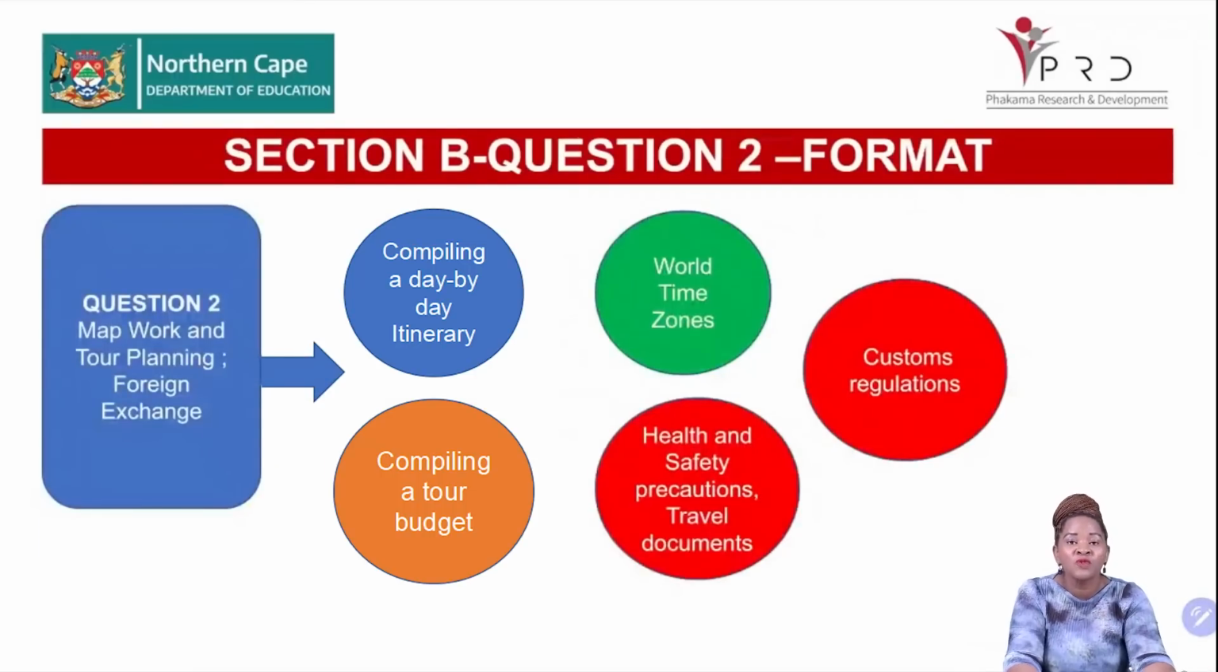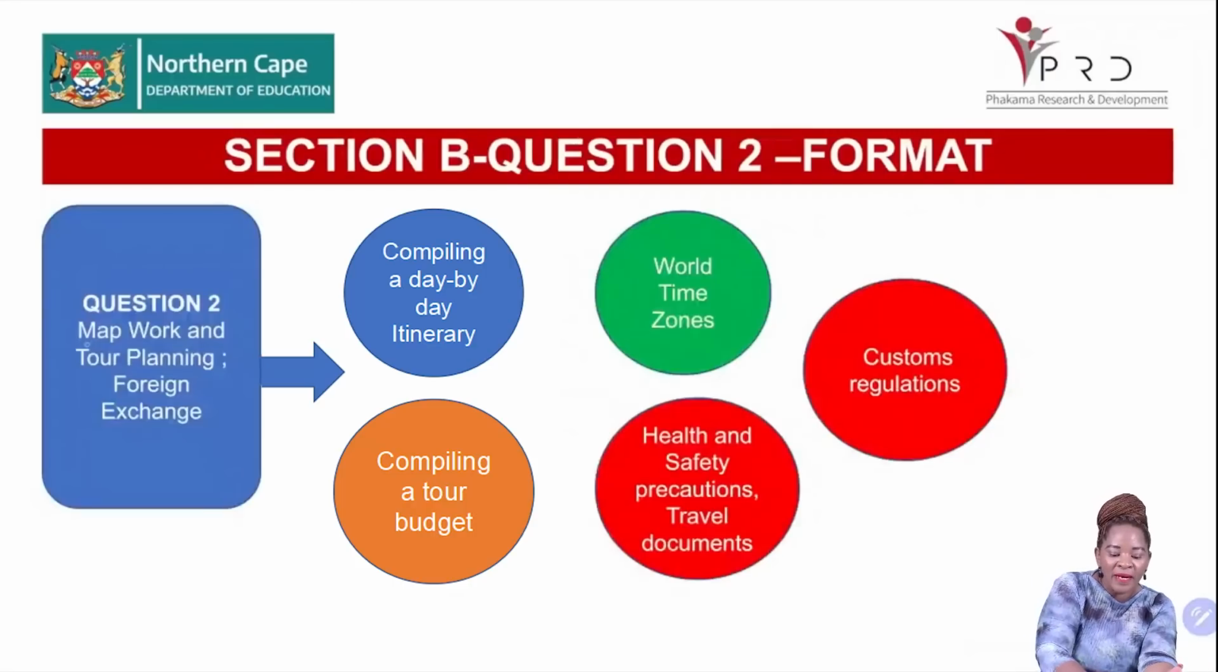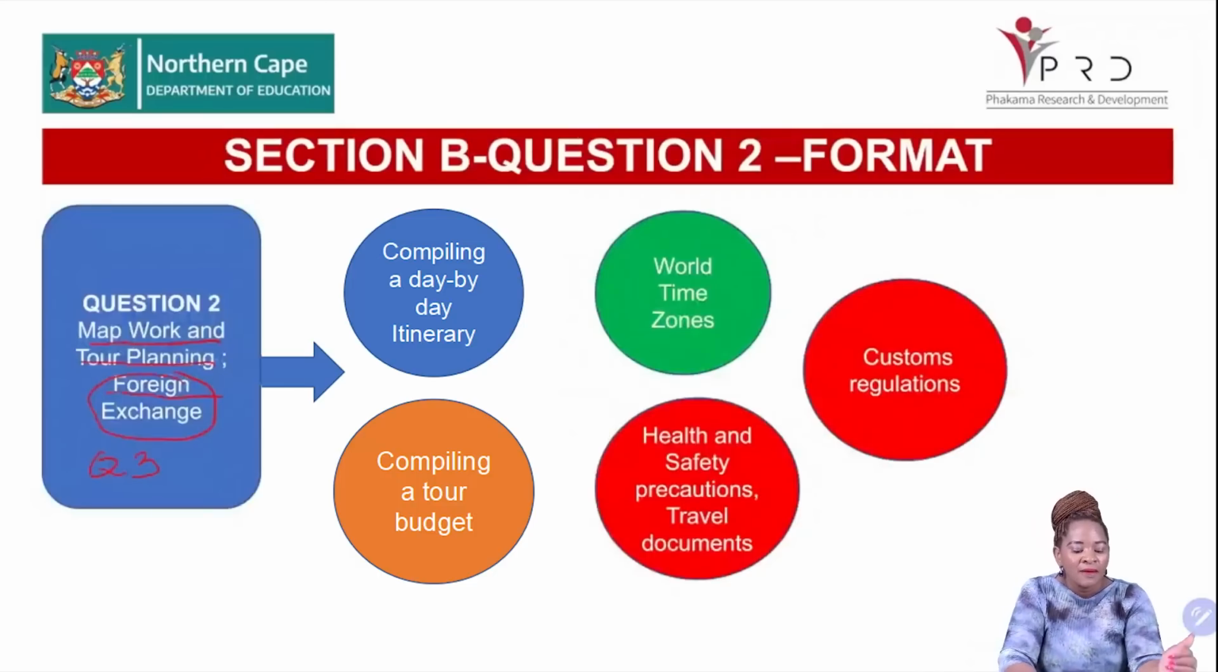Now let us move to section B. Remember, I said to you, section B will be question 2 and question 3. So question 2 is map work and tour planning. That is question 2. Map work and tour planning, and foreign exchange is question 3, but you are going to deal with it later. Question 2, map work and tour planning.